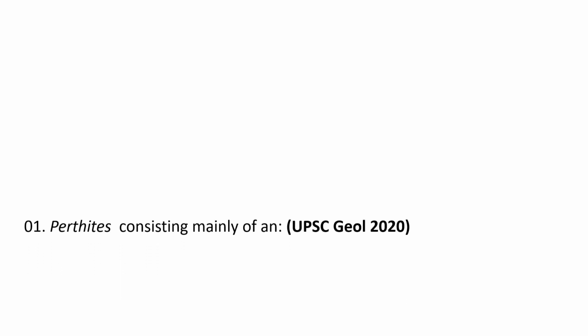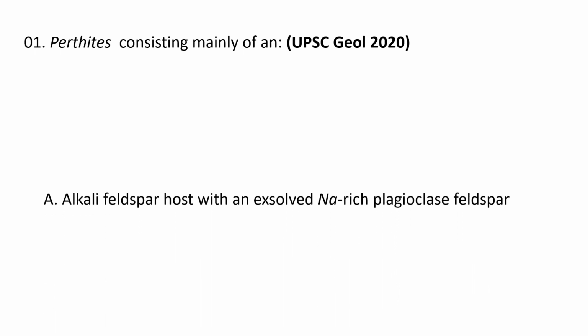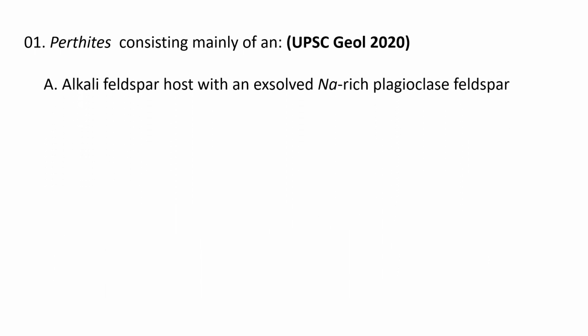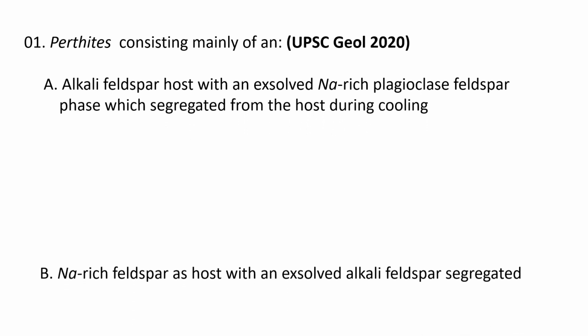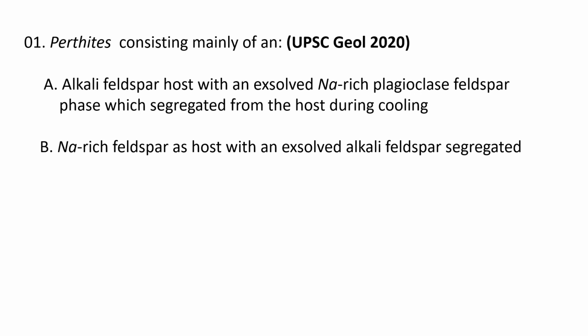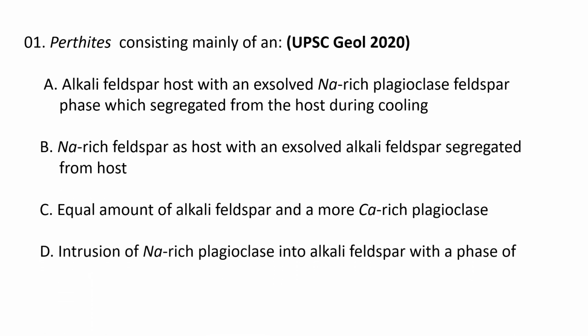Coming to the first question: Perthites consist of an... So this was the question asked in the UPSC Combined Geologists exam 2020. Choices are A. Alkali feldspar host with an exsolved sodium-rich plagioclase feldspar phase which segregated from the host during cooling. B. Sodium-rich feldspar as a host with an exsolved alkali feldspar segregated from the host. C. Equal amount of alkali feldspar and a more calcium-rich plagioclase. D. Intrusion of sodium-rich plagioclase into alkali feldspar with a phase of segregation.